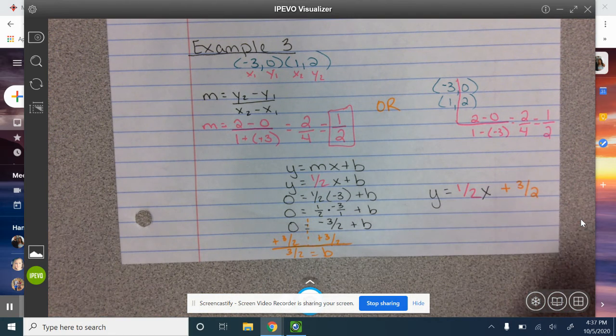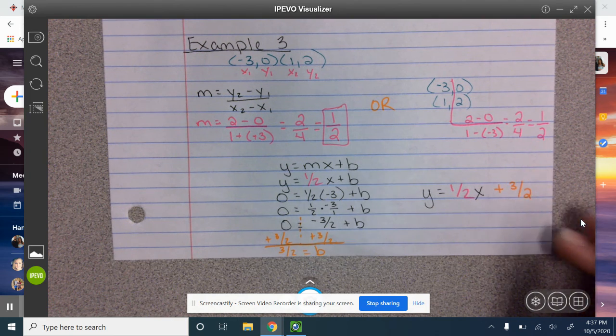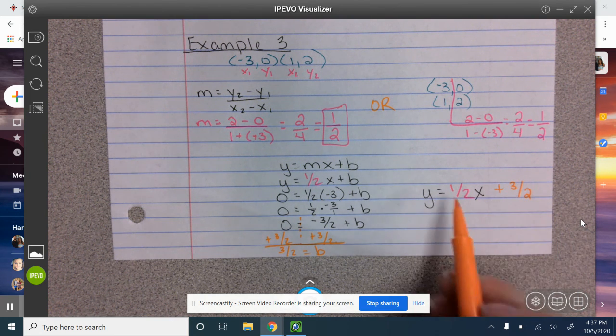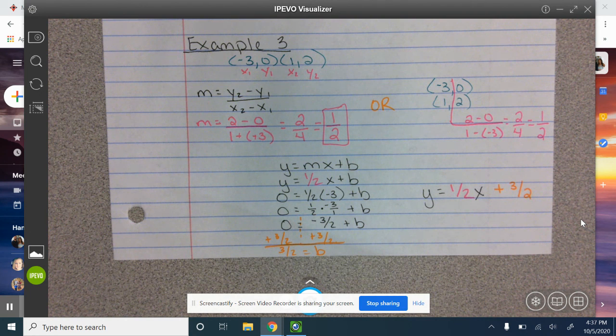Now, with slope, I really want you to leave them as fractions. Please do not change them to decimals. Leave the fractions. It's just as simple. And a fraction slope is what you're going to have to be able to graph it tomorrow.